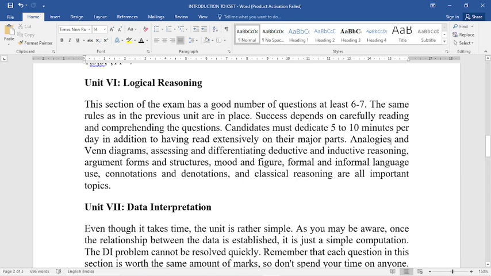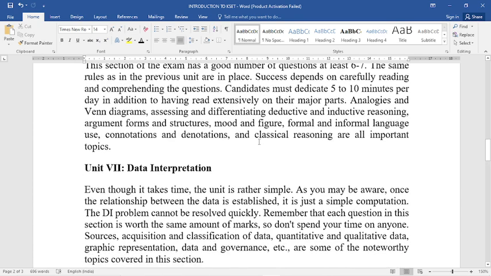Analogies and Venn diagrams, like they are giving tables and they are going to tell you to convert the given table into Venn diagrams. Assessing and differentiating deductive and inductive reasoning, arguments, forms and structures, modes and figures, formal and informal language, connotations and denotations, and classical reasoning are all important topics that are going to be covered in the logical unit, and it may cover up to 6 to 7 questions, or around 12 to 14 marks.